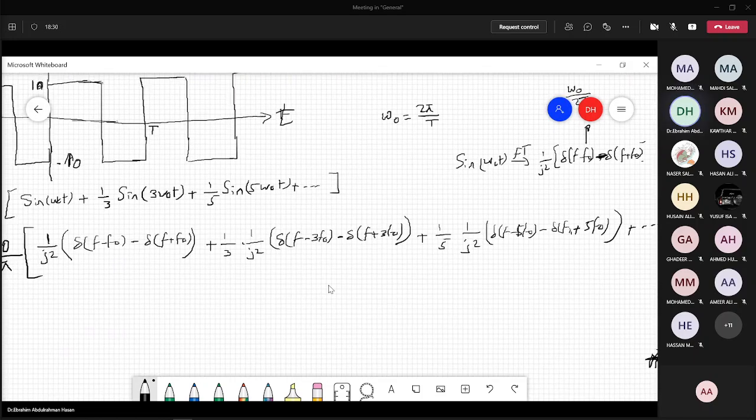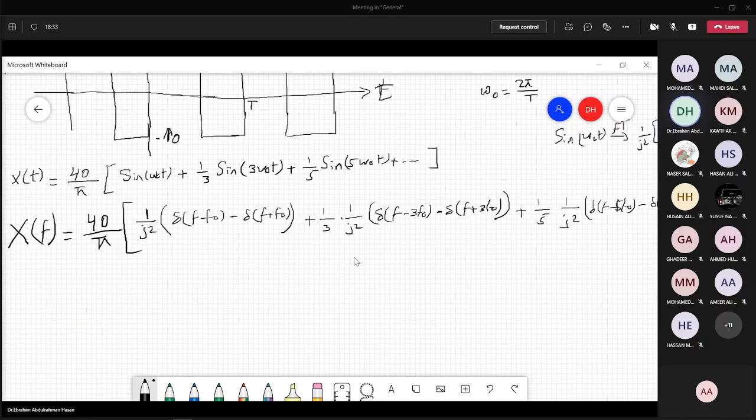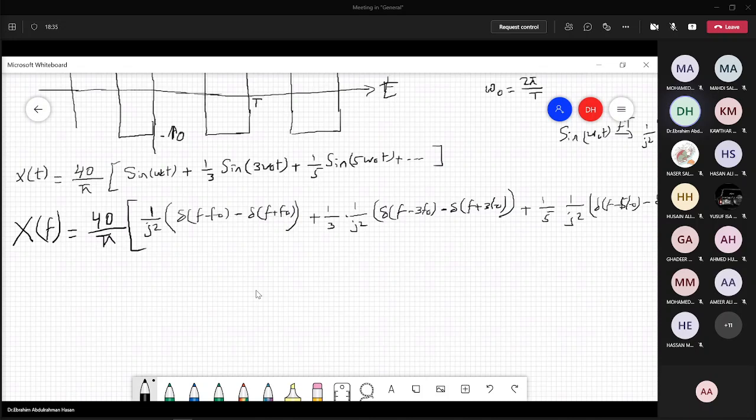So then we can take 2 common, and j also common here, so you can take j common with 2 common outside, so then this one becomes 20. And this one goes away. Similarly here. Similarly here.